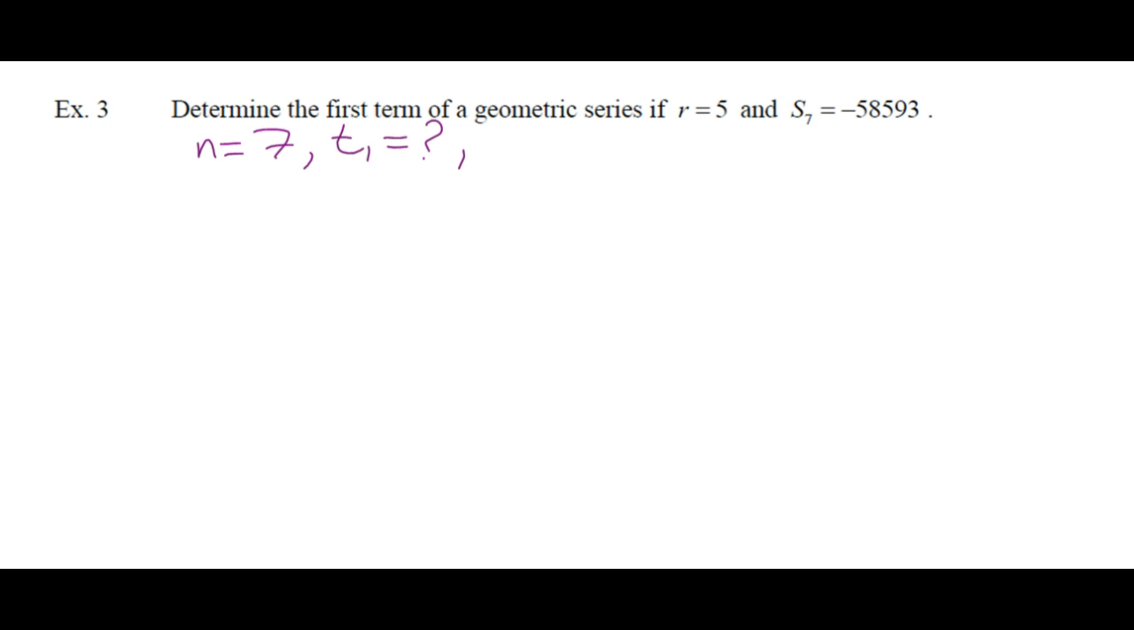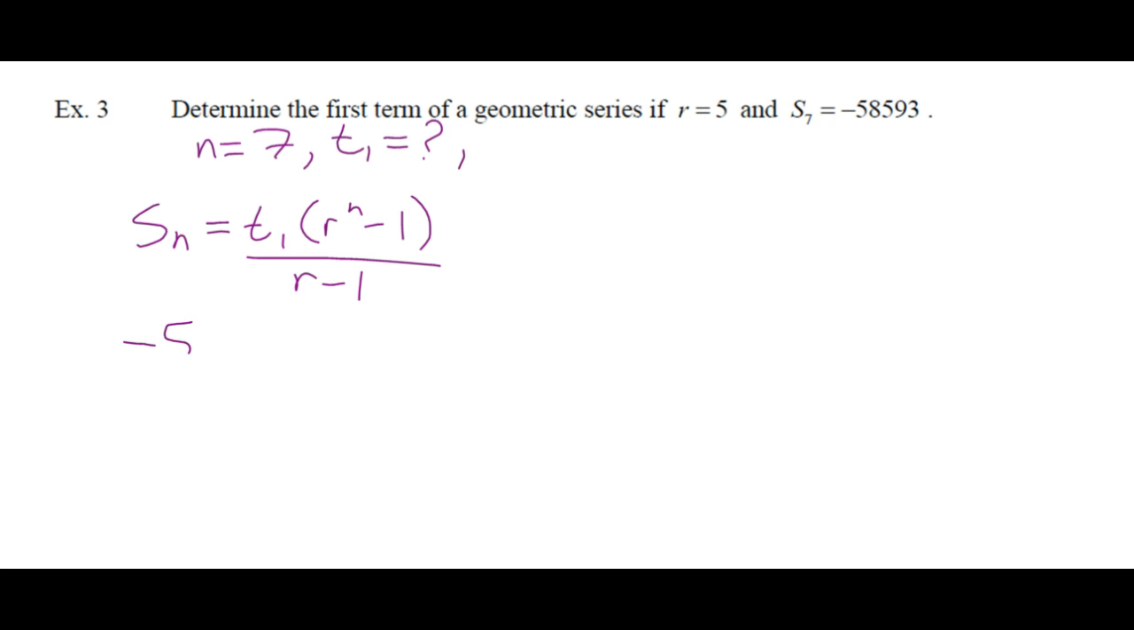So which formula involves n, r, s sub n, and t1? We've got the formula s sub n is equal to t1 times r to the n minus 1 over r minus 1. So you're communicating to yourself and anybody else peeking in that this is the formula I'm using. T1 is what I have to find, but I know everything else: I know r, I know n, and I know s sub n. So now we fill in.